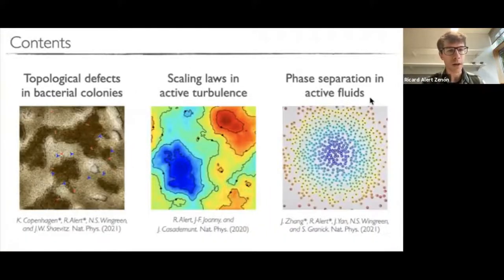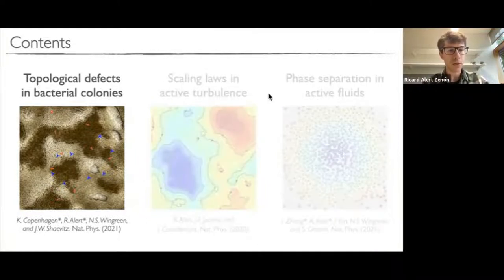In the first one, I will discuss the role of topological defects in bacterial colonies. Then in the second part, I'll discuss the emergence of scaling laws in active turbulence, which is turbulence in active fluids. And then in the third part of the talk, I'll discuss a new mechanism for phase separation in active fluids. And so let me start with the first part.